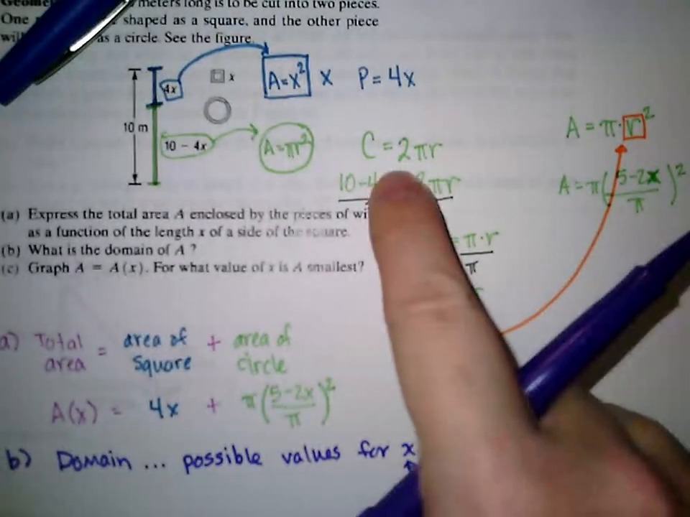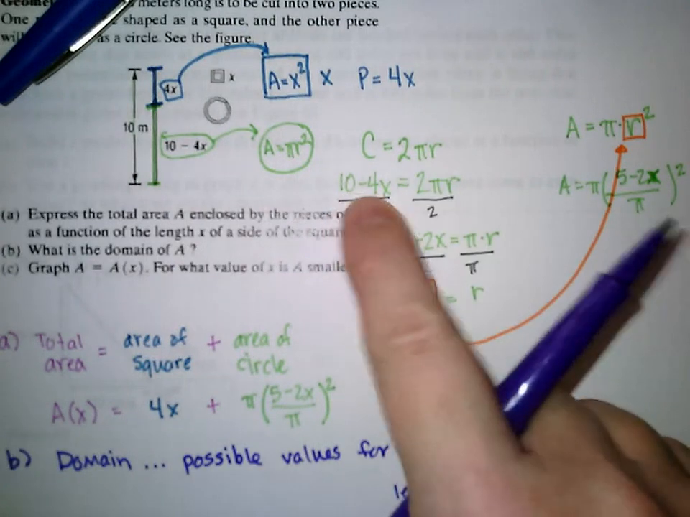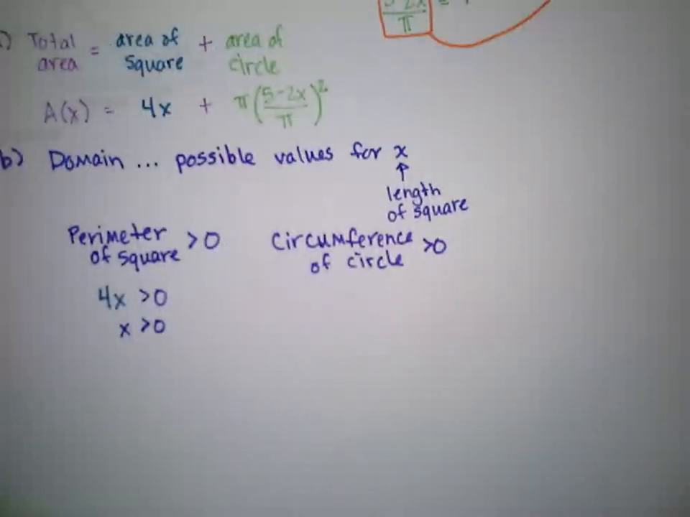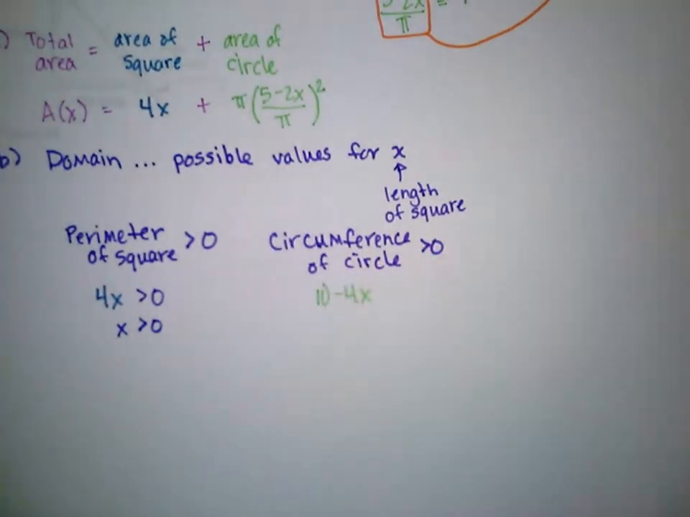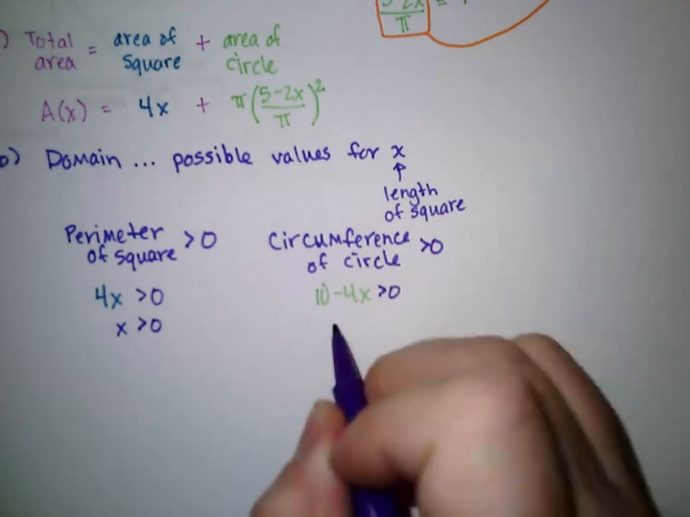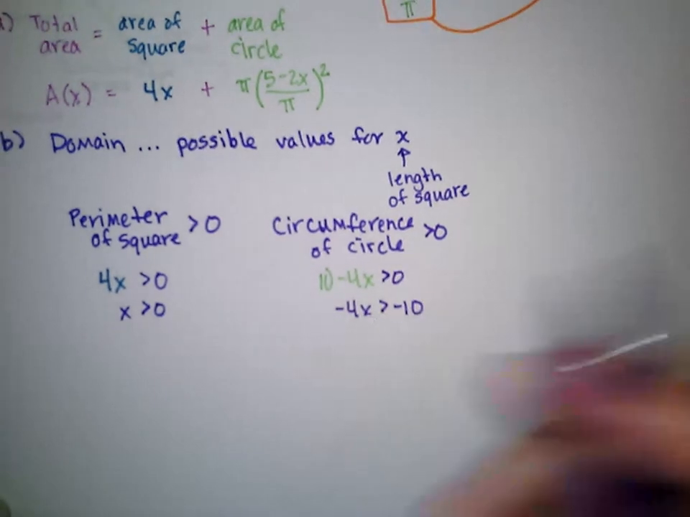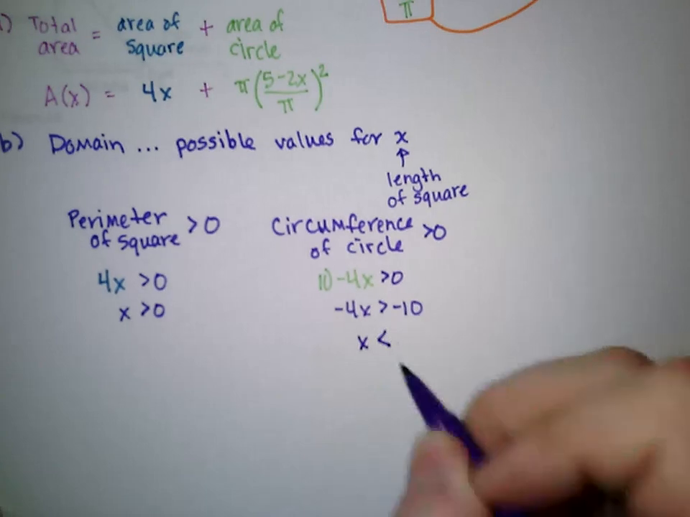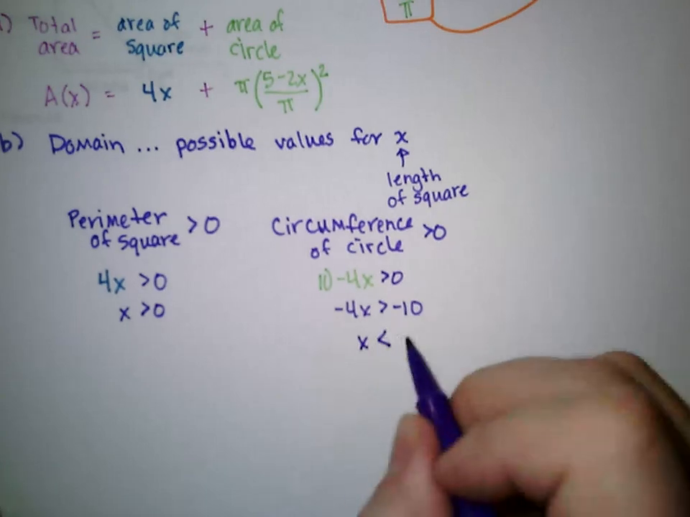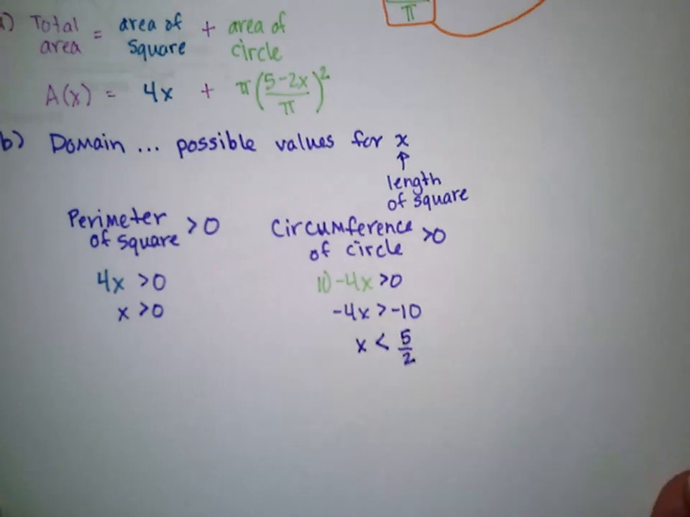And then for the circumference of our circle, I'm not going to use the 2 pi r. I'm going to use the 10 minus 4x piece of that. So circumference of the circle, 10 minus 4x, that also needs to be greater than 0, which would put us at negative 4x is greater than negative 10. Divide both sides by negative 4. Remember, when you divide by a negative with an inequality, you have to reverse it. So x would be less than 10 fourths, which simplifies to 5 halves.